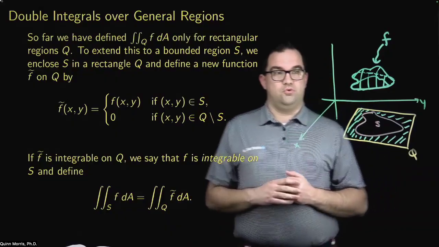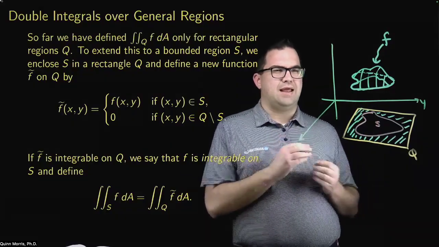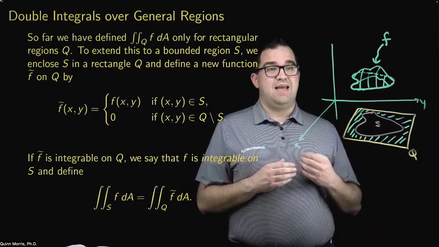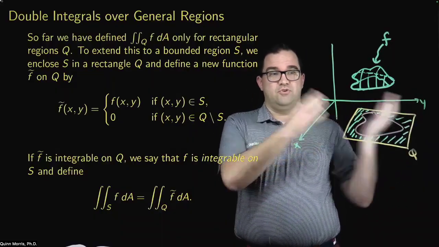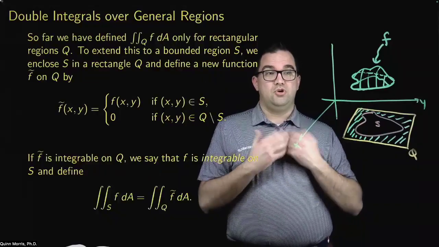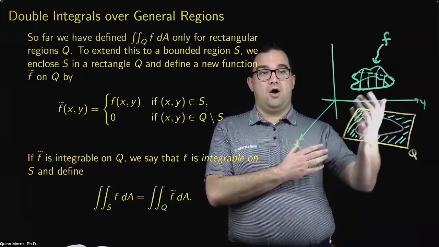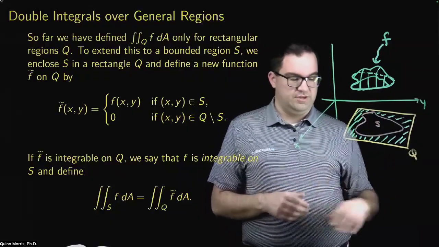the double integral of f tilde over Q. Now, practically, this is not how you want to compute anything, but theoretically, this has the advantage of taking integration over a general region and just reducing it to the case of integration over a rectangle. So we can now use almost all of our theory about integration over a rectangle to help us understand integration over a more general region.